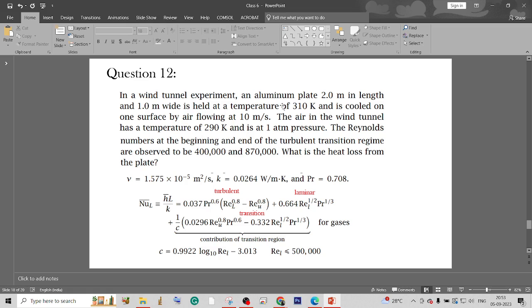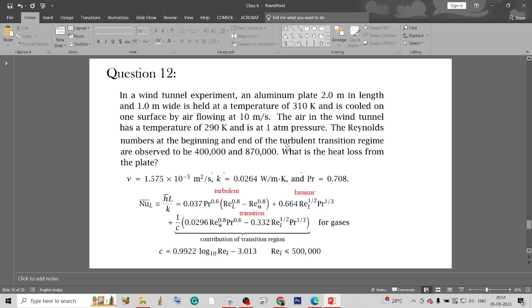So here it is said that an aluminum plate of 2 meter in length and 1 meter width is held at a temperature of 310 Kelvin and is cooled on the surface by airflow at 10 meter per second. The air in the wind tunnel has a temperature of 290 Kelvin and is at 1 atmosphere pressure. So the air temperature is given and the surface temperature of the plate is given. So this is a flow over a flat plate.